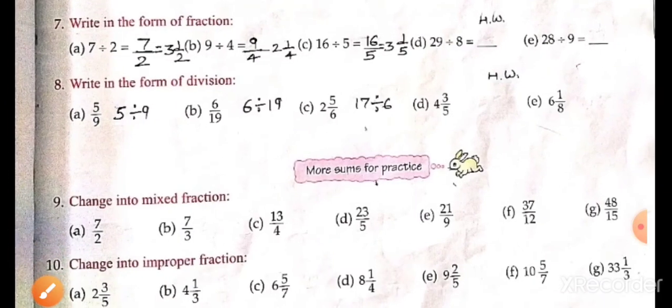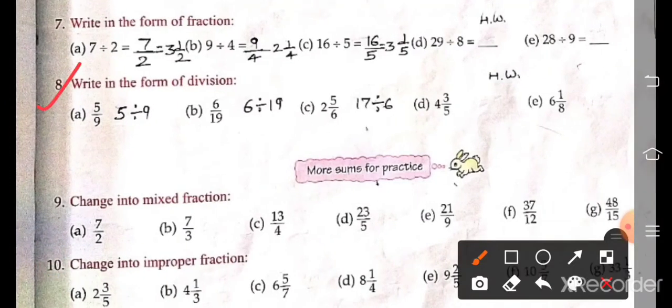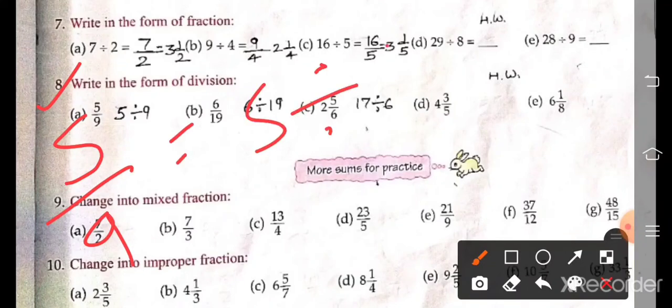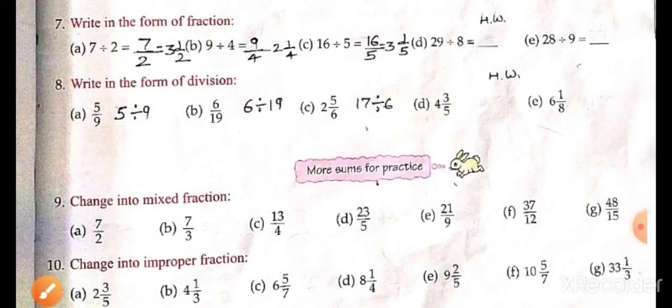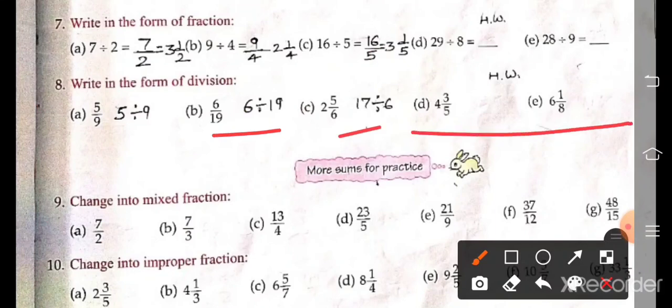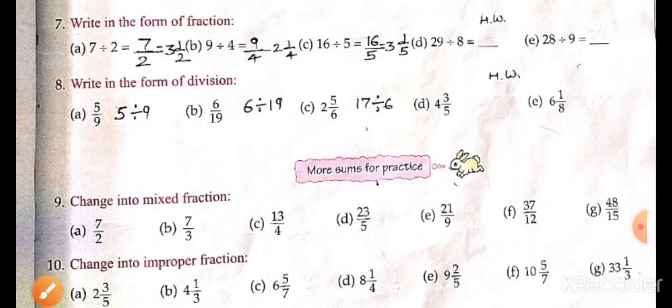Okay, now question number 8, write in the form of division. 5 upon 9, so very simple, this means 5 divided by 9. This is the division form. Okay, so like this you have to write this one also, and this is your homework. First change it into an improper fraction, then write in the division form.